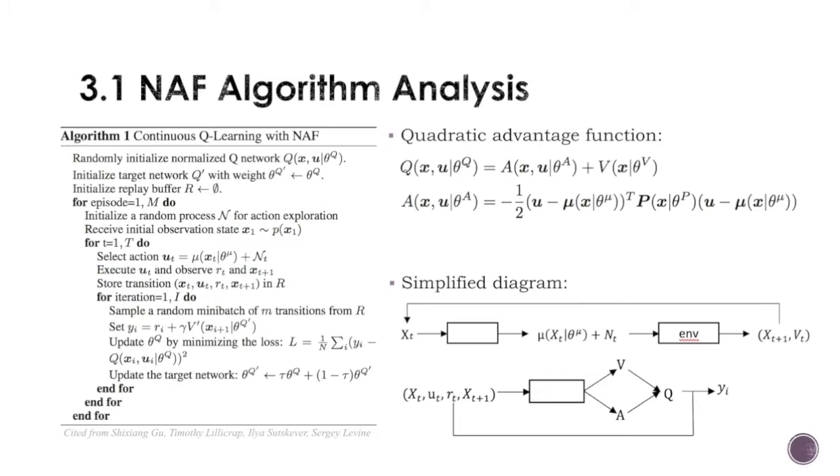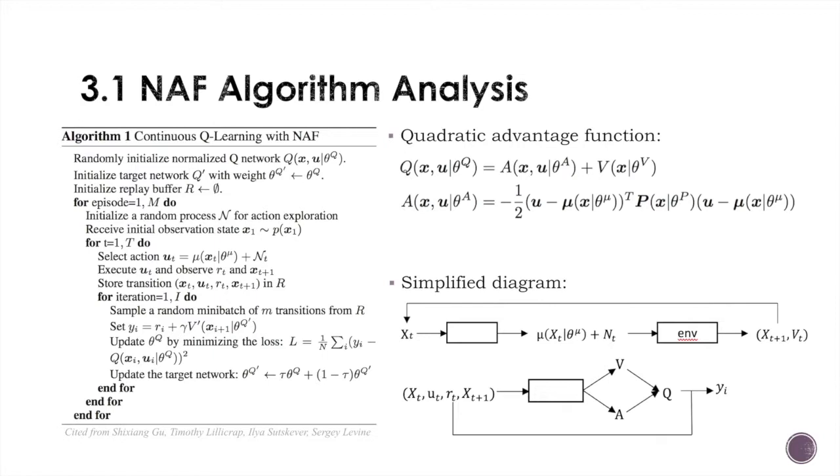Let's turn to the pseudocode now. We initialize two deep Q networks. One is our current Q network, and another is the target network. The current network will learn to mimic the target network. Initially, they are the same. A replay buffer is used as in the traditional DQN algorithm. In DQN and NAF, we do not learn from the latest experiences, but learn from experiences sampled from the replay buffer.